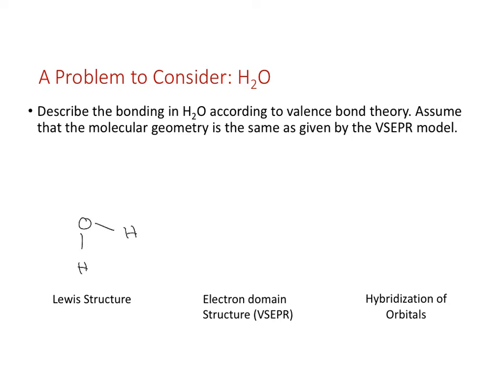So our Lewis structure for water, right? I've got oxygen that has 6 electrons. I've got 2 hydrogens. So 2 electrons total. That's 8 electrons I have to assign. 4 are bonding and 4 are non-bonding. So I have 4 electron domains. Based on those 4 electron domains, my electron domain geometry would be tetrahedral.